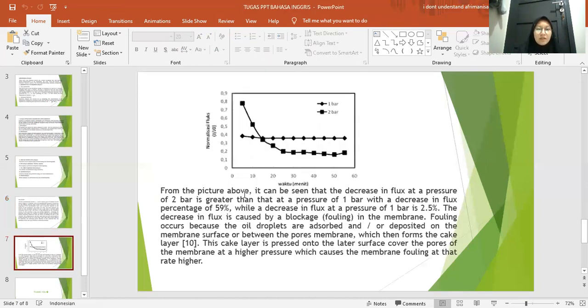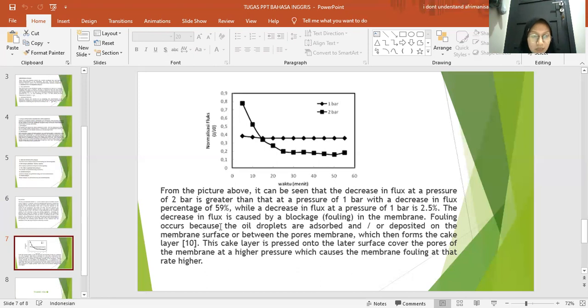From the picture above, it can be seen that the decrease in flux at a pressure of 2 bar is greater than that at a pressure of 1 bar, with a decrease in flux percentage of 59%, while the decrease in flux at a pressure of 1 bar is 2.5%.